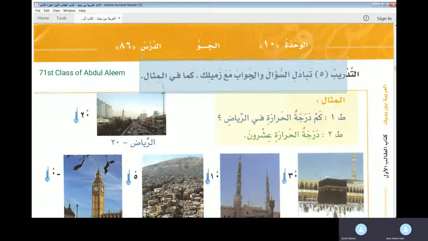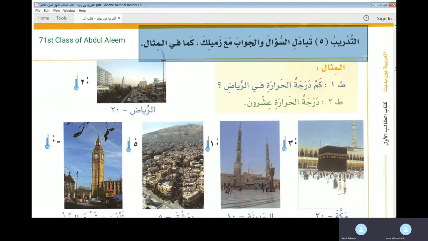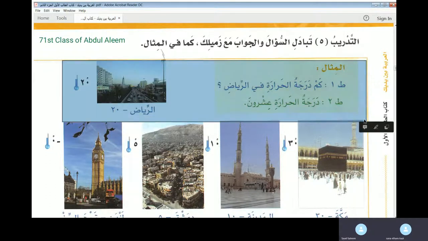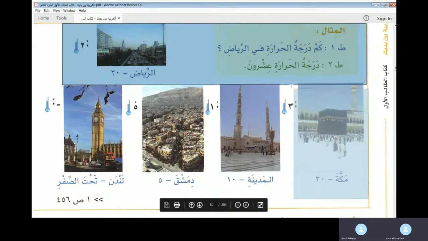التدريب الخامس: تبادل السؤال والجواب مع زميلك كما في المثال. Exercise, exchange the question and answer with your colleague like in the example. المثال، طالب الأول: كم درجة الحرارة في الرياض؟ What is the temperature in Riyadh? طالب الثاني: درجة الحرارة 20. The temperature is 20 degrees.